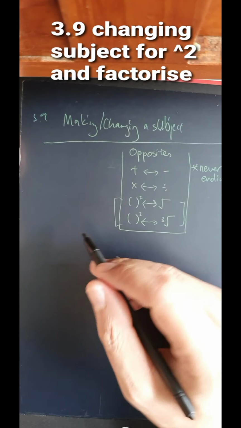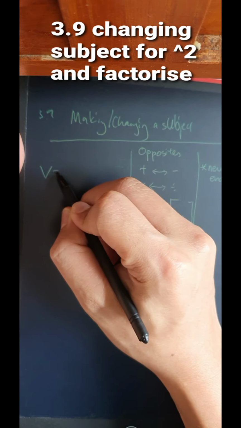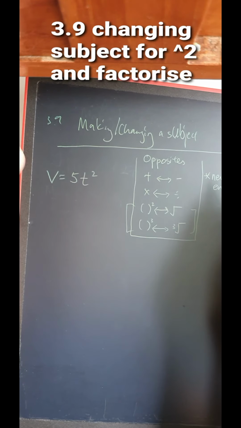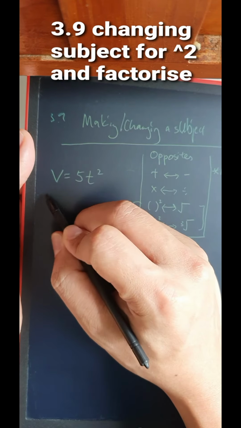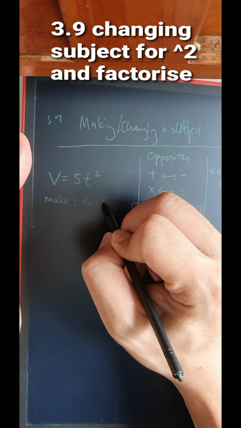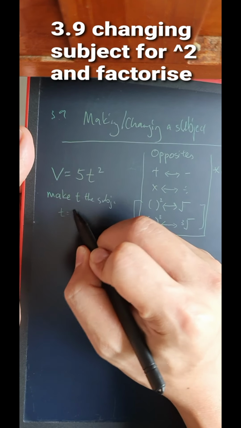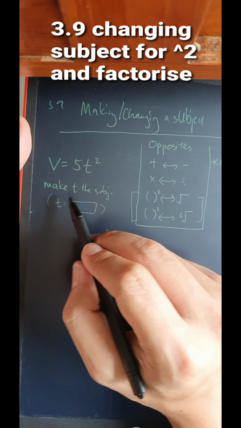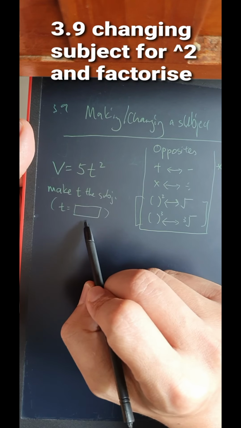Okay, so one example would be, let's say I give you the formula is v equals to 5t squared. Okay, this is the example here. Now, they ask the question, can you make t the subject? Make t the subject means I want to make t equals to something, whatever it is. This is the answer I'm looking for. So you must understand when they say make something the subject, this is what they want.